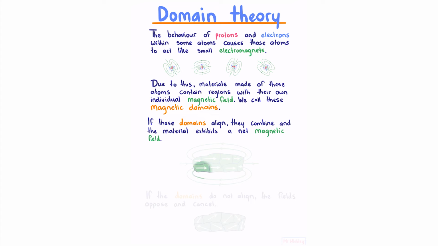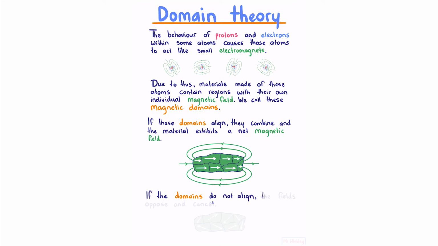So here we see a material separated into its domains, and as you can see by the white arrows, all of these domains align together, resulting in a net magnetic field. However, if the domains do not align, the fields oppose and cancel.